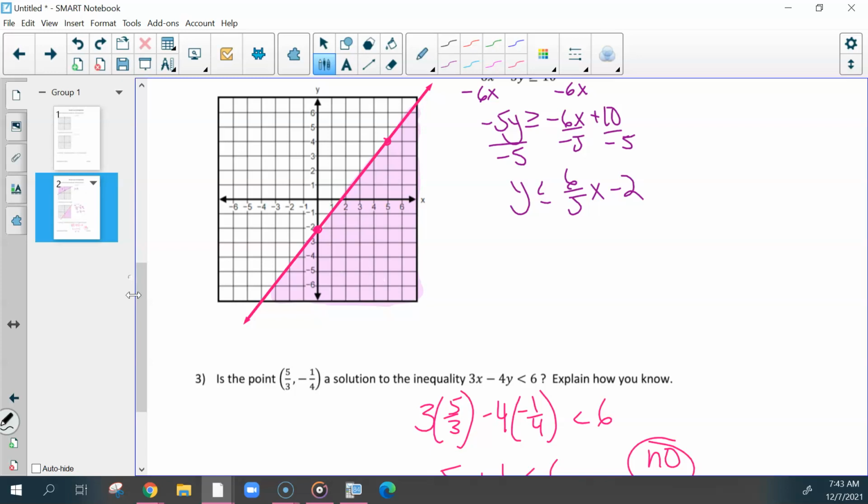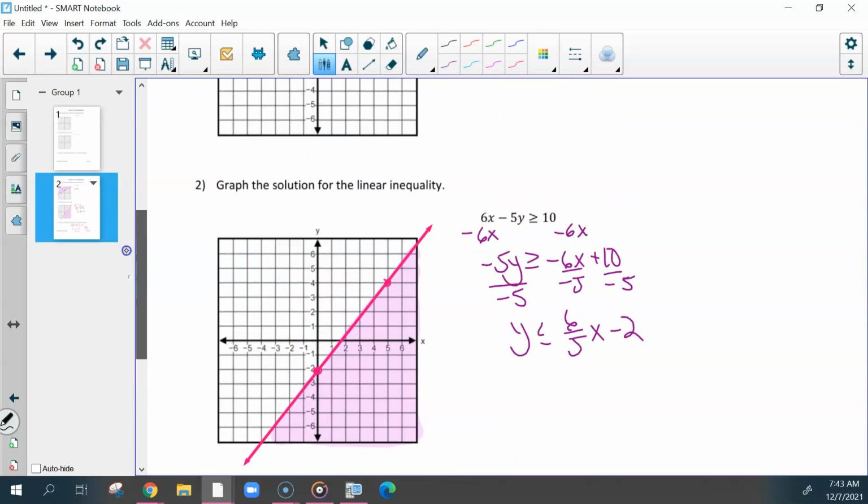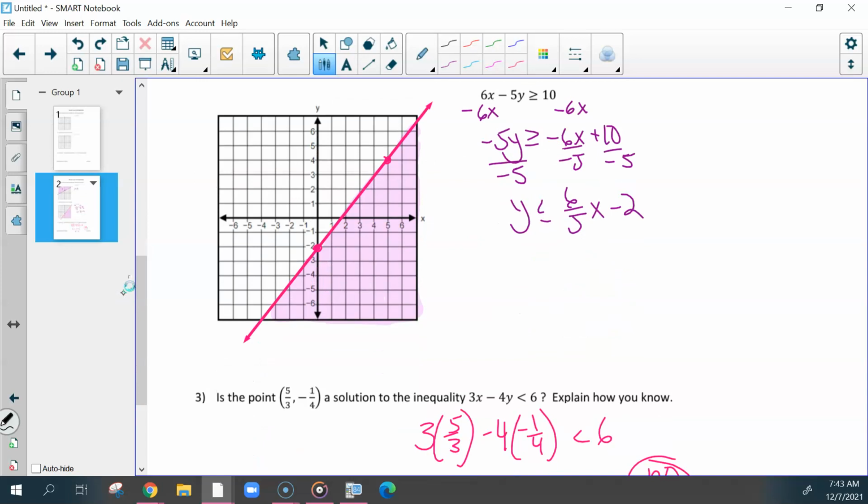So negative y-intercept, positive slope. This should have been a solid line, and when you flip the sign, you were now shading below. This one did not ask for a solution point, but what would be one? 4, negative 5 would work. Anything on this line would also work because it's included, or it's also equal.